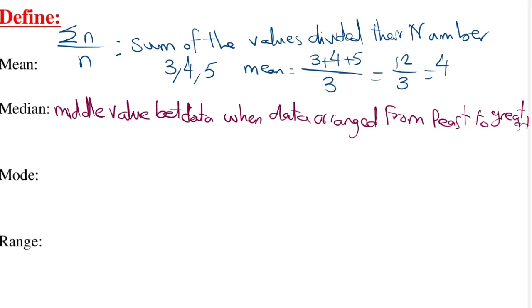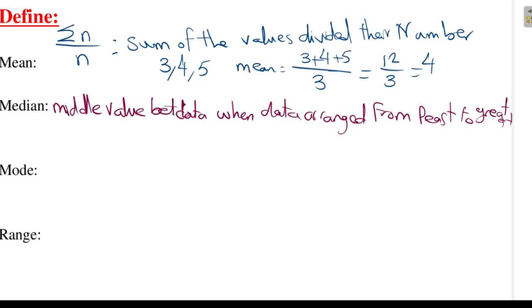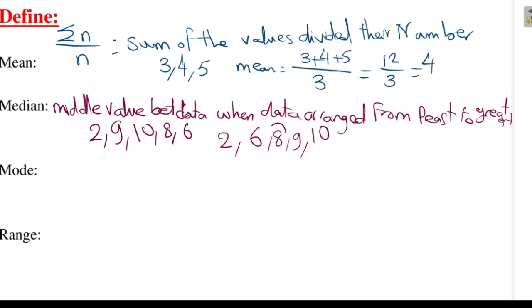Okay, for example, if we have values like 2, 9, 10, 8 and 6, what is the median? First, arrange these data from the least, which is 2, then 6, then 8, then 9, then 10, from the least to the greatest. The middle is 8, so the median equals 8. We have 2 values at the left, 2 values at the right.